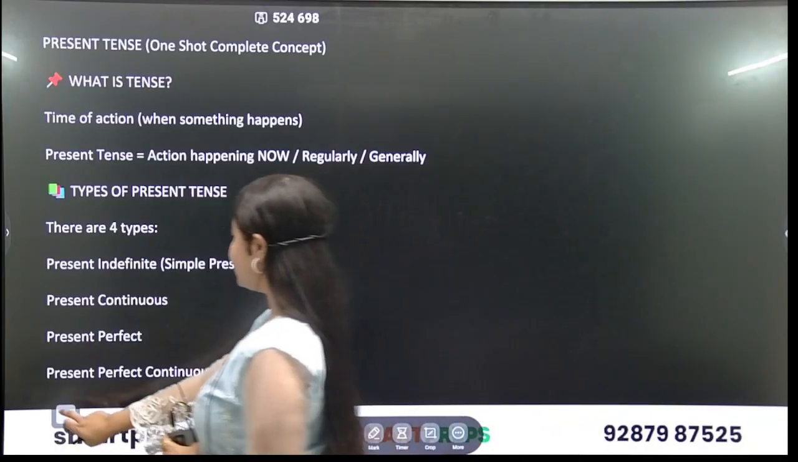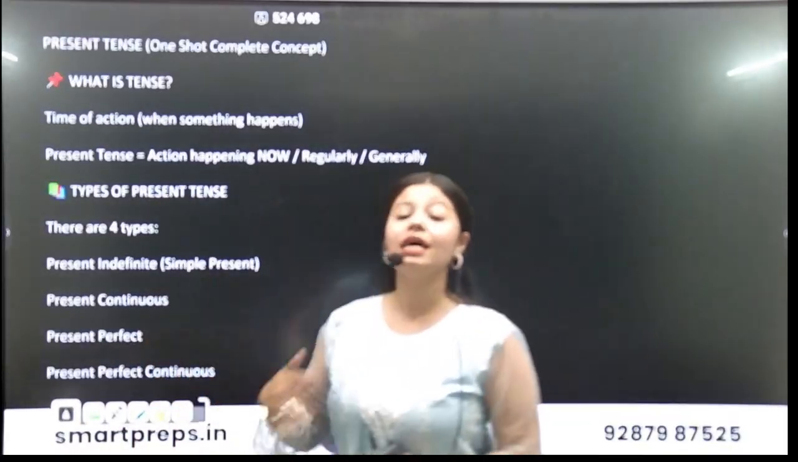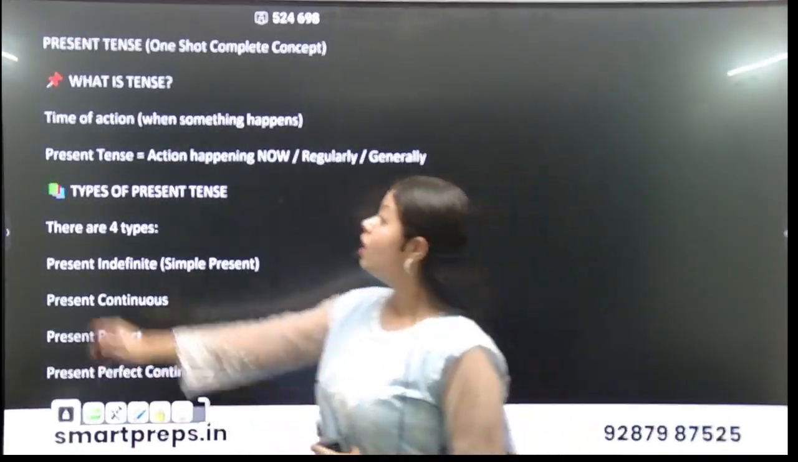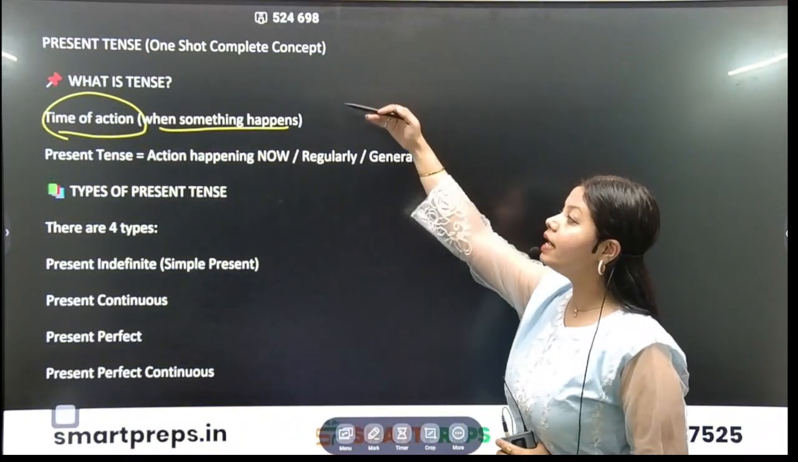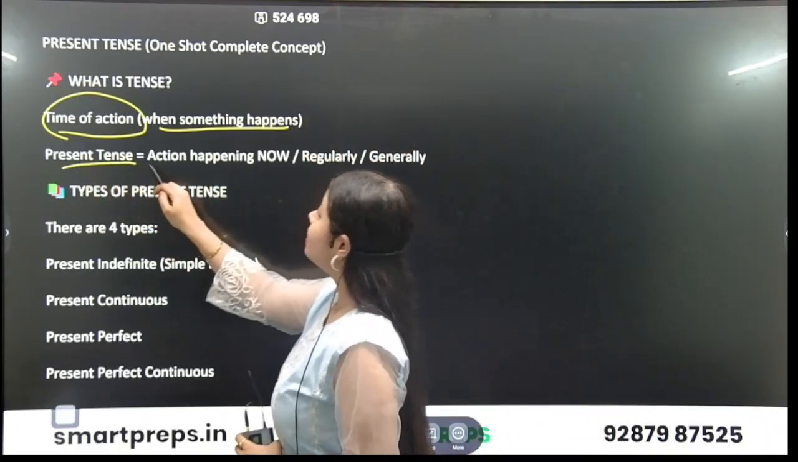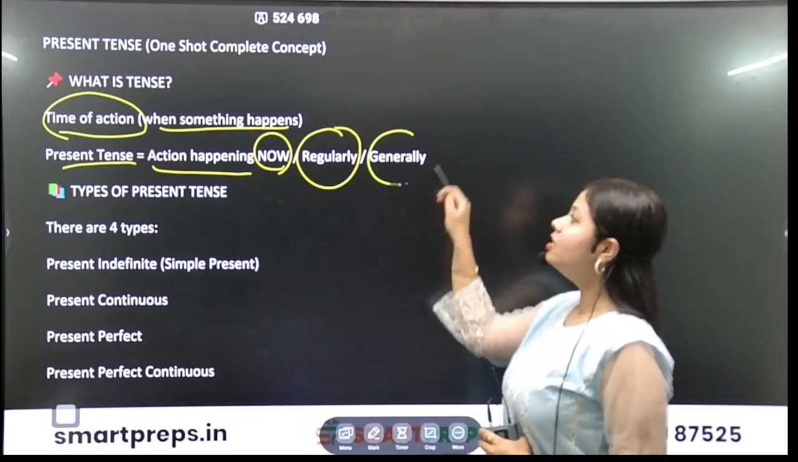What is tense? Tense talks about the time, time and the action. So time of action, when something happens. So when we're talking about present tense, what does it mean? The action happening now, regularly or generally.